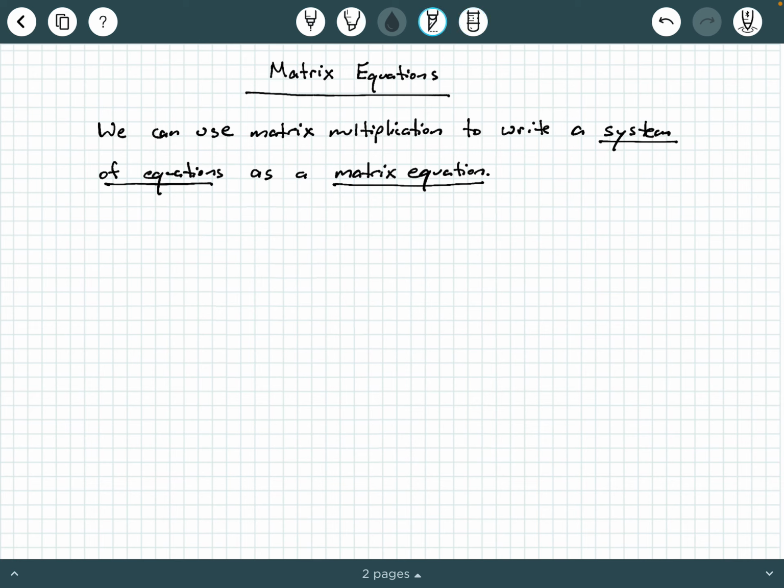equations. So what is that? Well, a matrix equation is pretty much exactly what it sounds like. It's an actual equation that has matrices and vectors inside of it, okay?